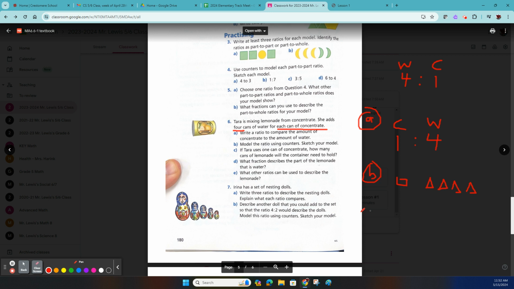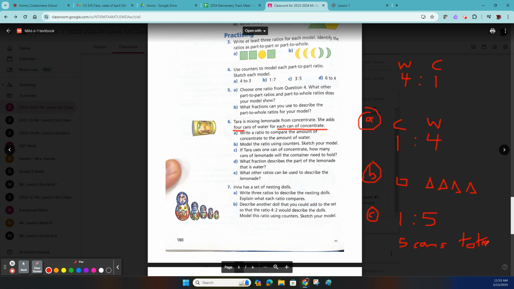Boom, there it is sketched. C. If Terry uses only 1 can of concentrate, how many cans of lemonade will the container need to hold? So what this question is essentially asking is if we're putting in 1 can of concentrate, how many cans of stuff total? Well, we have to remember, for every can of concentrate, we're also throwing in 4 water. So 4 waters and 1 concentrate together, that's how much? That's 5 together. So the answer is 5 cans total.